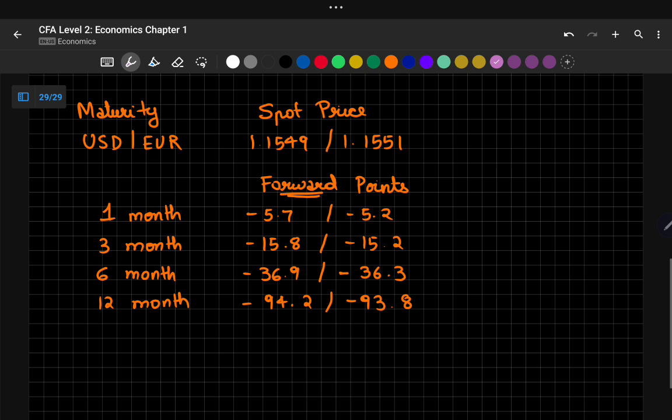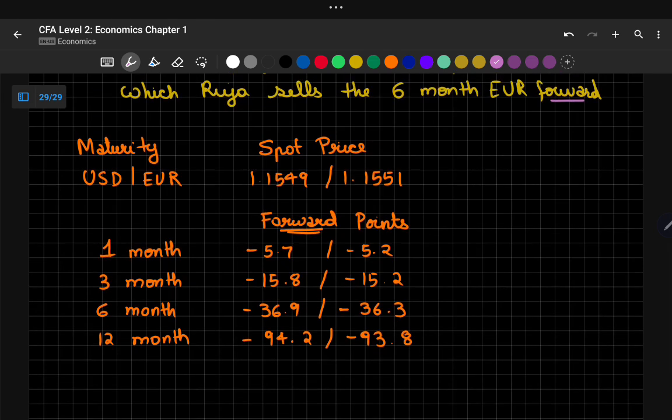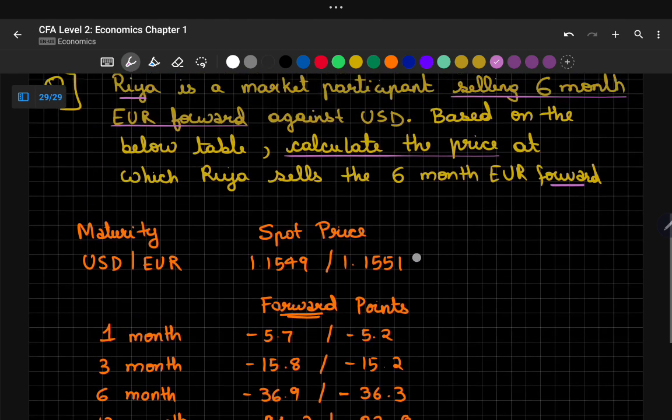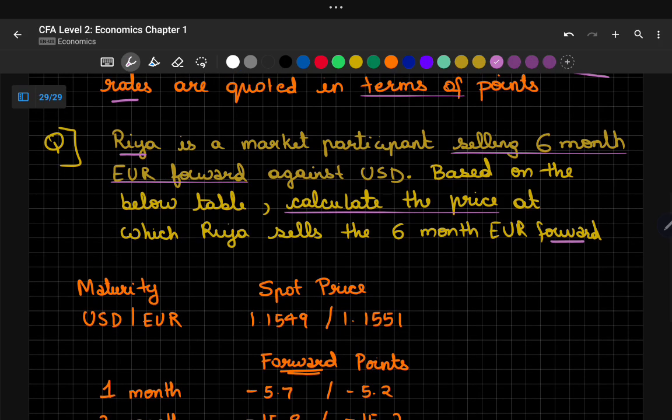In this table, they have given us the maturity and the forward points for forwards, that is, 1 month maturity, and the forward point for 1 month maturity is minus 5.7 to minus 5.2. 3-month is given, 6-month is given, 12-month is given. The spot exchange rate is also given for the USD euro currency pair. So this is the data that they have provided us, and using this we have to calculate the 6-month euro forward, and in this case Ria is selling the 6-month euro forward, right?